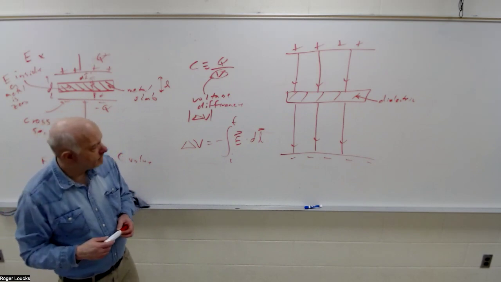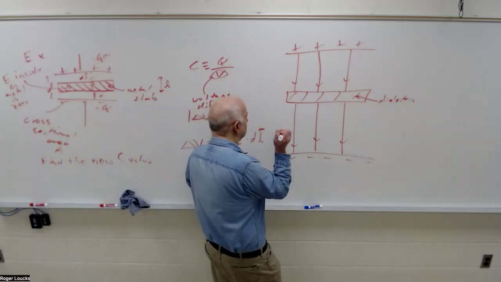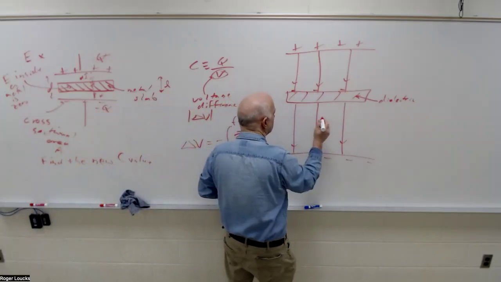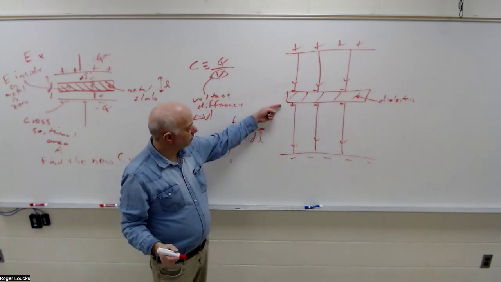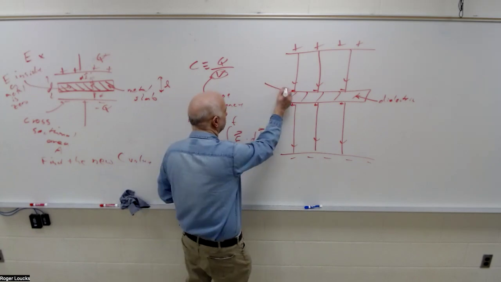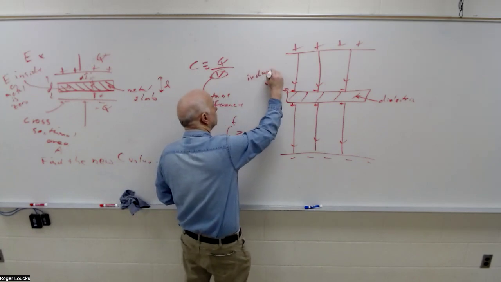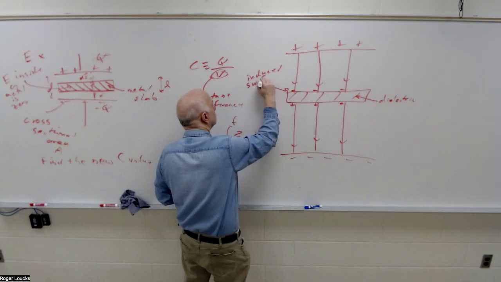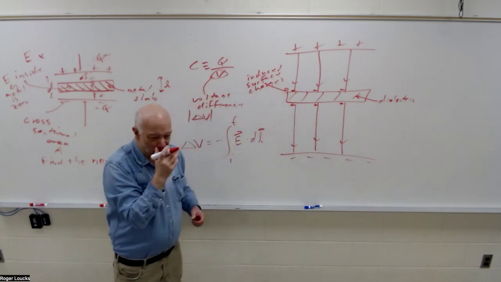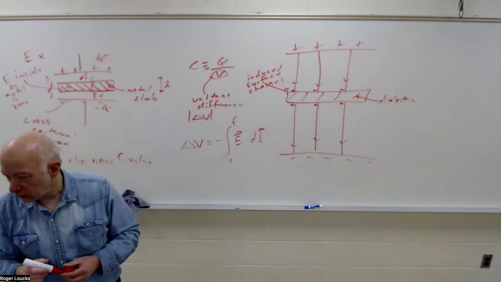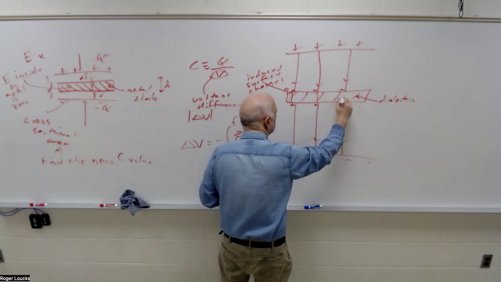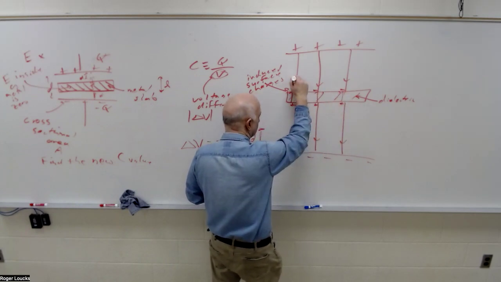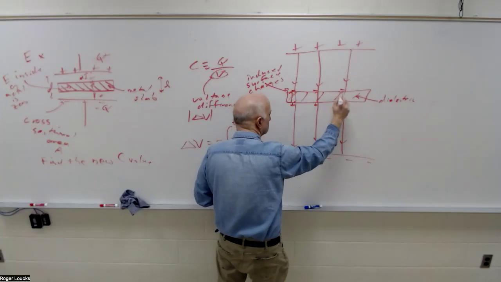Okay, the field going this way is going to induce some negative charges on the top. We're going to get positive charges down here. And again, these are called induced surface charges. How does the electric field go for those induced surface charges? Yeah, they're going to go this way here. And the electric field from these plates is going like this.